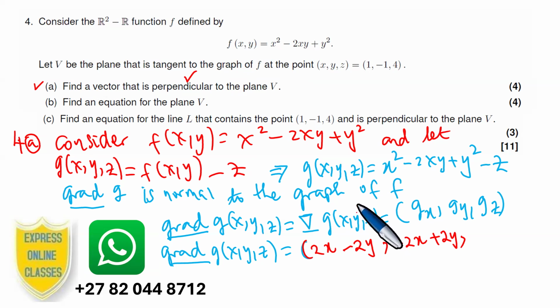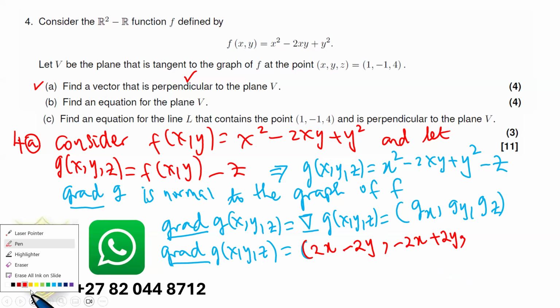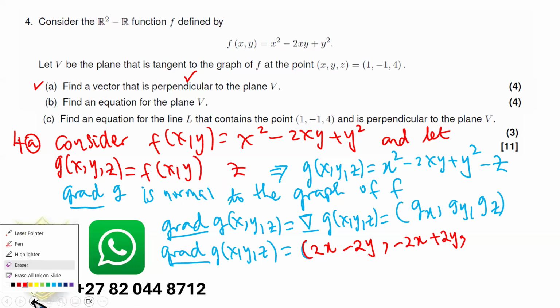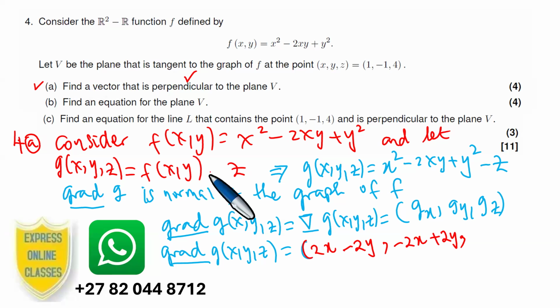A vector. I'm sorry, can I please disturb you? Yes, please. My network wasn't working, but I don't understand why you introduced the new g. Yes, the new function g, and why are we doing the gradient of g?